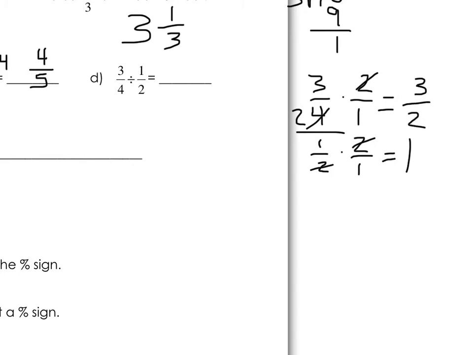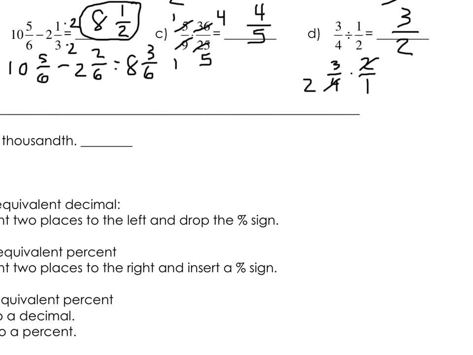So we like to think of division of a fraction as multiplication by the reciprocal. Then the 2 goes into the 4, and we get 3/2 as our answer. When you're dividing by a fraction, you flip and multiply.